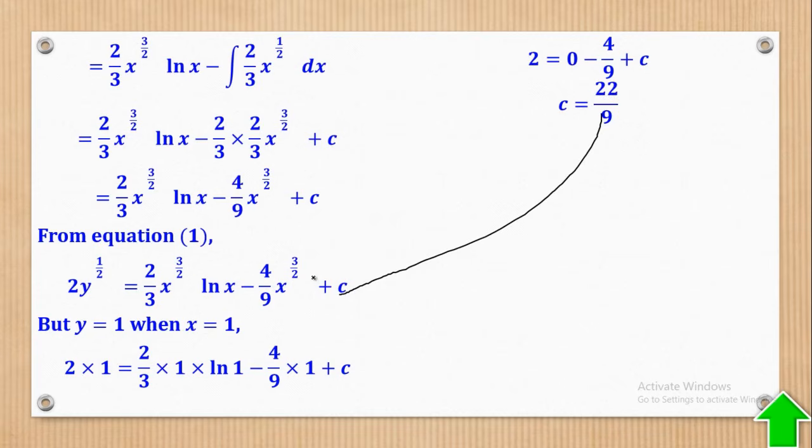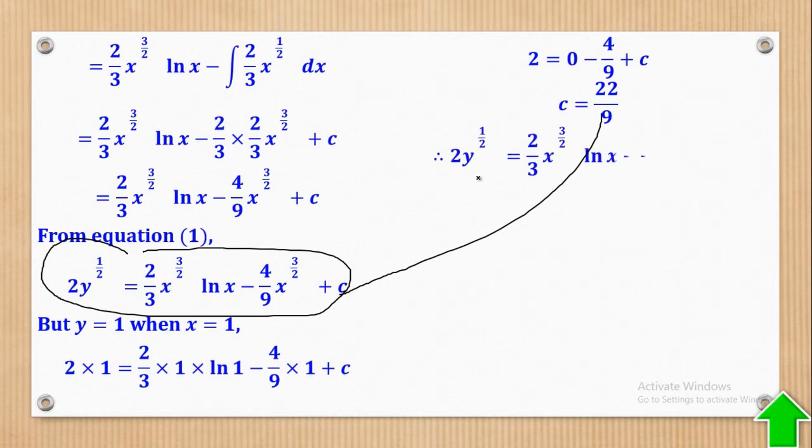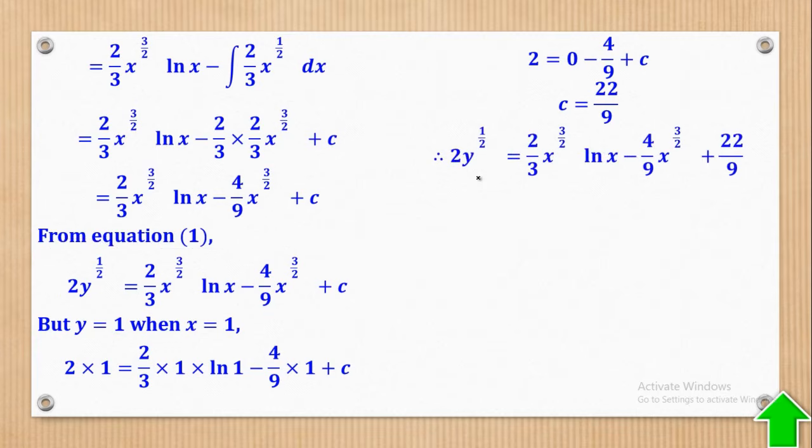the particular solution. So this one is what we call the general solution, and when you substitute the constant of integration, you shall come up with the particular solution. So each time they give you initial conditions, it implies that they want the particular solution, and when they don't, it implies that they want the general solution.